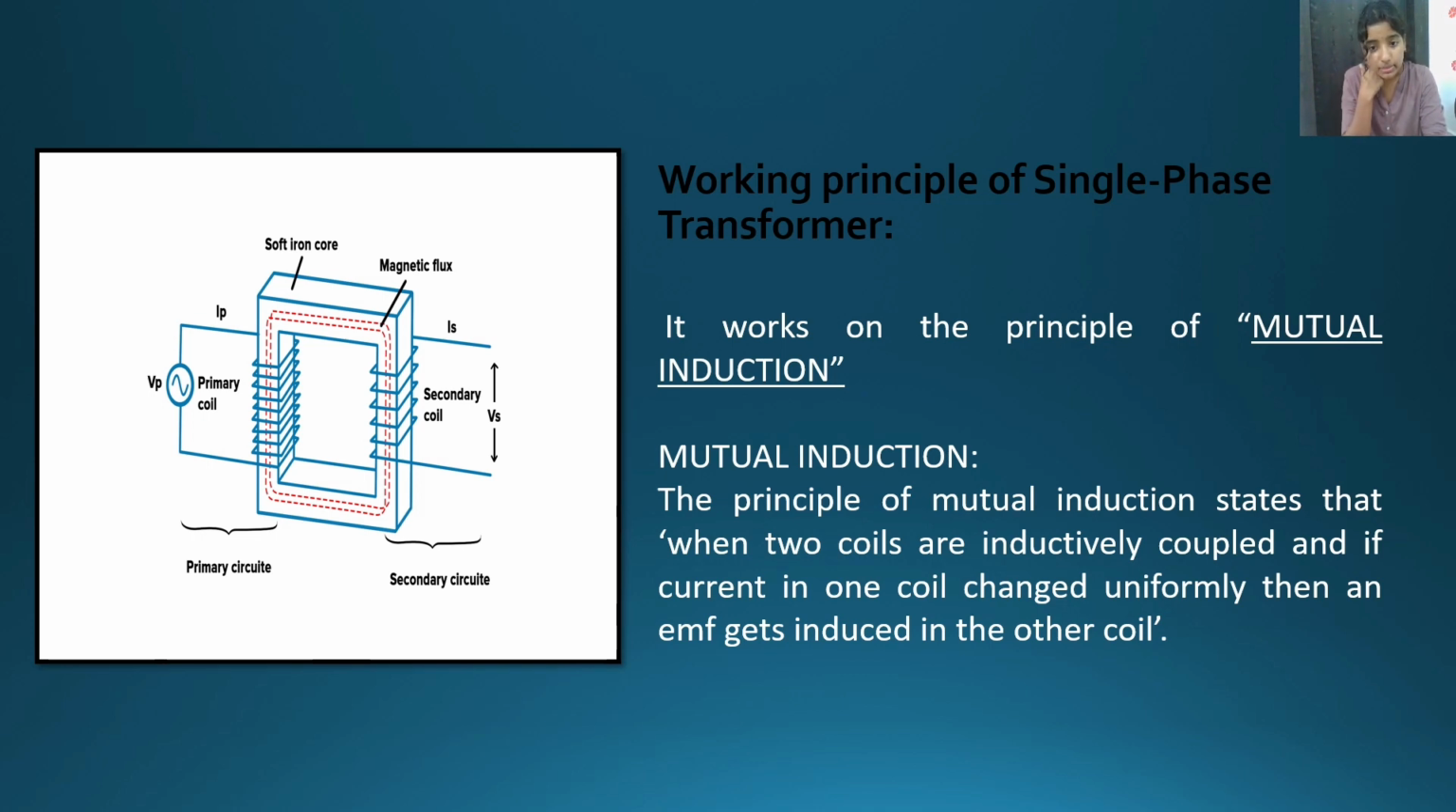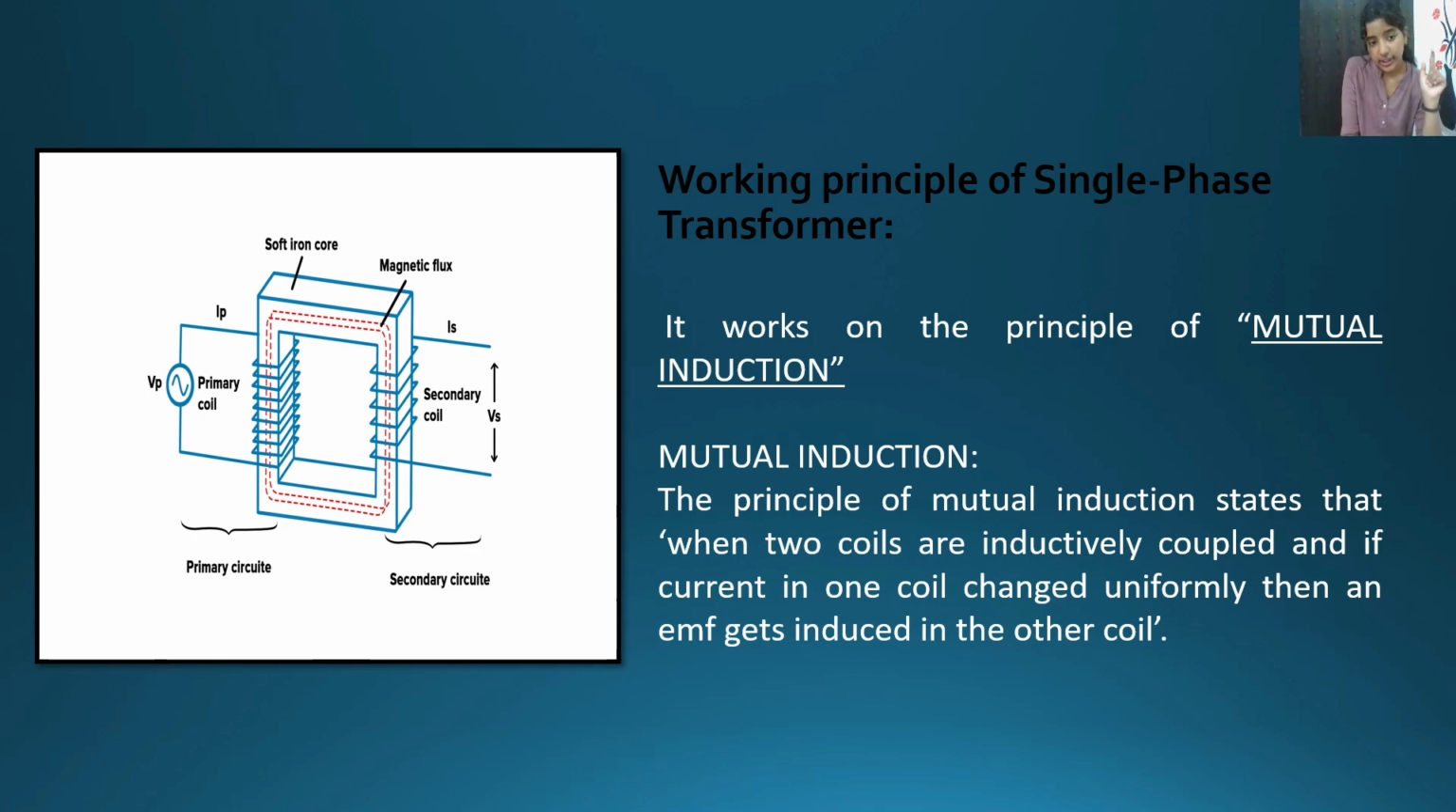The principle of mutual induction states that when two coils are inductively coupled, and if current in one coil is changed uniformly, then an EMF gets induced in the other coil. What are the two coils that you see in the picture? The primary coil and the secondary coil. In which coil does the current get generated? It will obviously be the primary coil. Why is that so? Because the input source is always connected to the primary coil, hence the current is always generated in the primary coil.